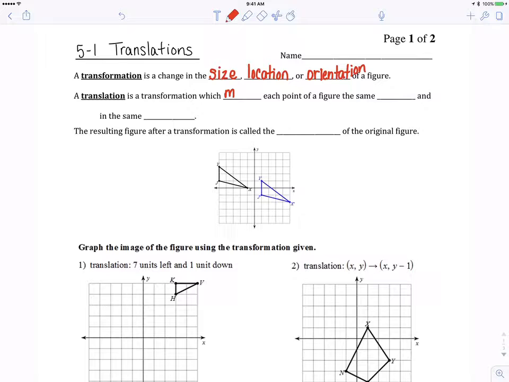So maps or moves or slides, maybe we use the word slides, each point of a figure the same distance and the same direction. So everything moves exactly the same amount in a translation. The resulting figure after a transformation is called the image of the original figure. And the original figure is often called the pre-image. So you'll hear me use that word pre-image.